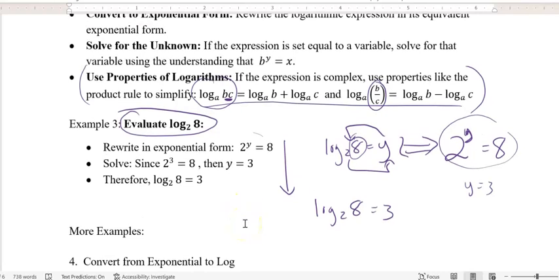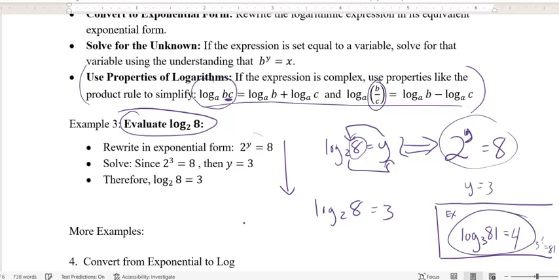Let's do another example of evaluate. I'll give you one. Find for me the log base 3 of 81. You can rewrite it like we did with this one, or you can just understand that you need an exponent. Your question is: 3 to what power gives you 81? 3 to the first is 3, 3 to the second is 9, 3 to the third is 27, 3 to the fourth is 81.